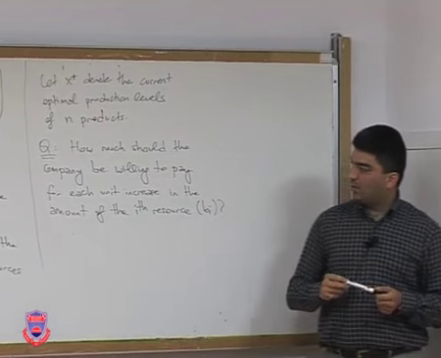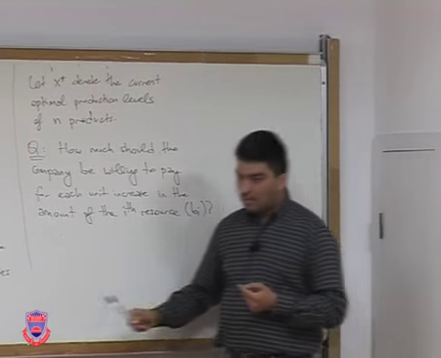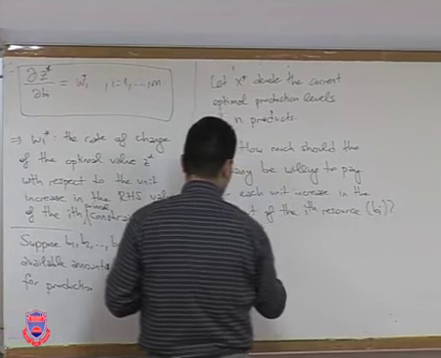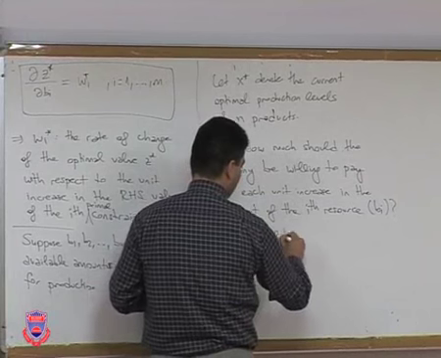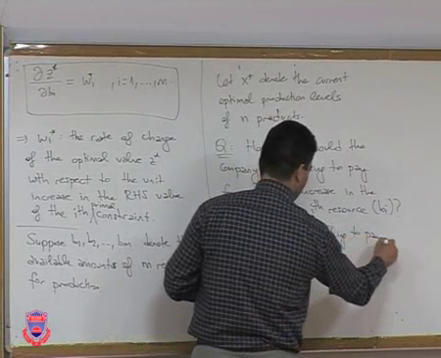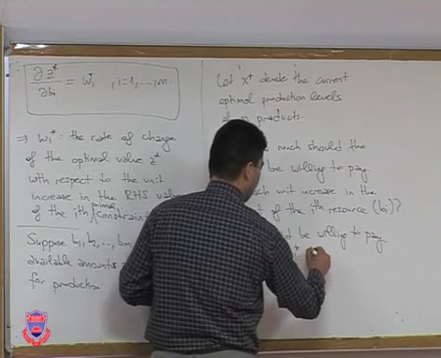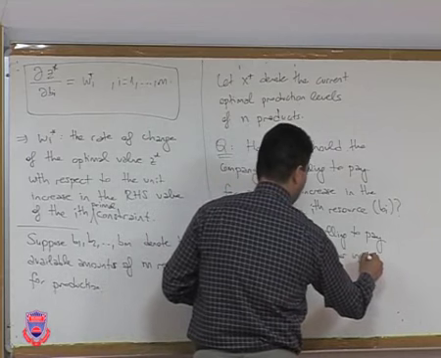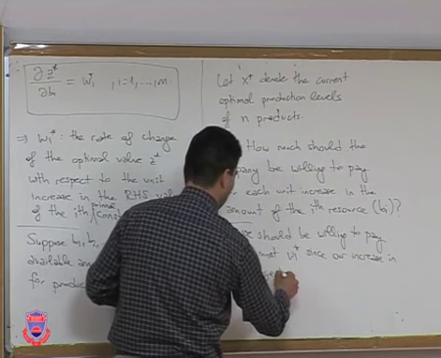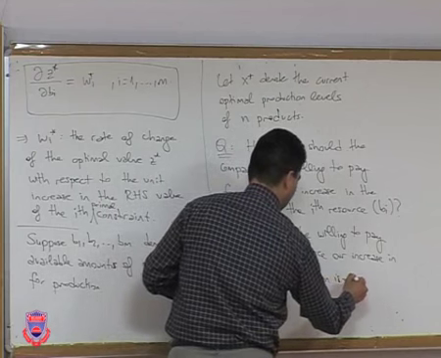How much should I be willing to pay to increase the ith resource by 1 unit? Exactly. No more than this, basically. So we should be willing to pay at most wi star, since our increase in the objective function is given by exactly wi star.